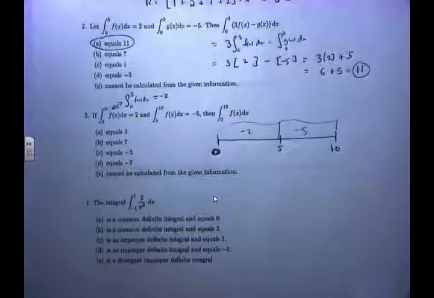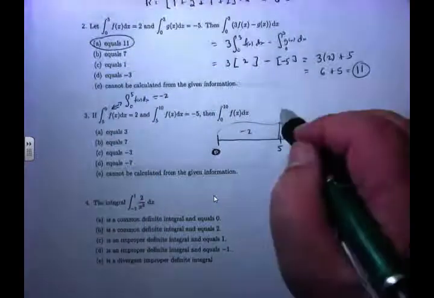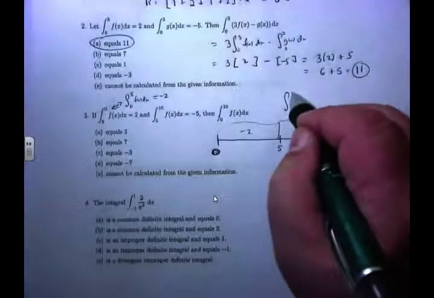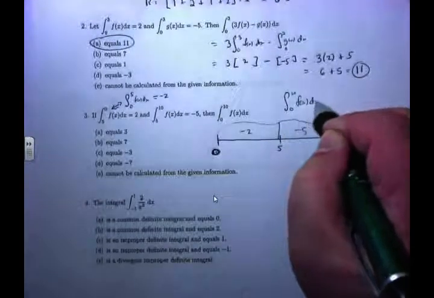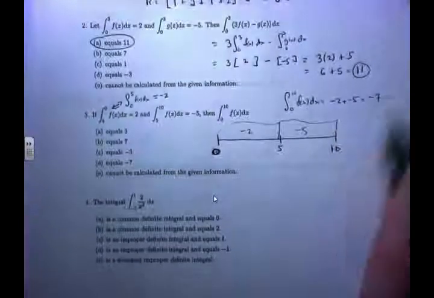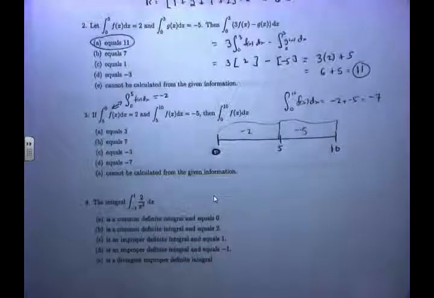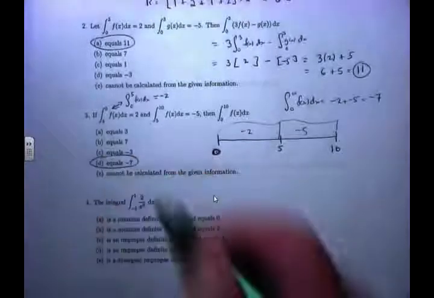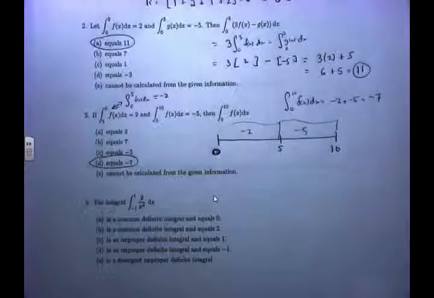So what would my total negative area be equal to here? The integral from 0 to 10 of f of x, putting those two parts together, would be negative 2 plus negative 5, which is negative 7. So the answer is D, equals negative 7. Does that make sense? This is why we study final exams, in case we're doing something that you have forgotten, because it's been a long time ago.